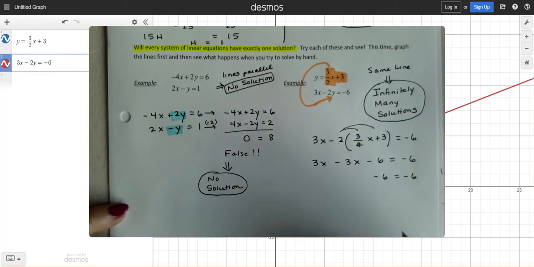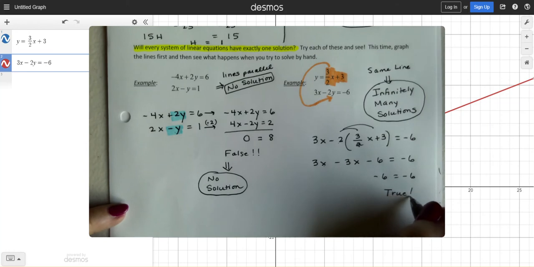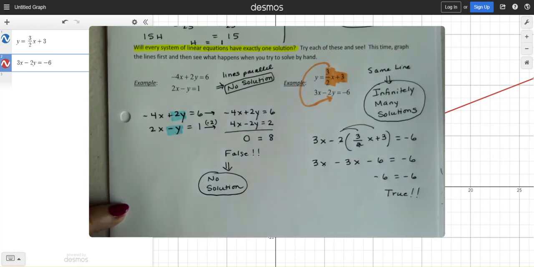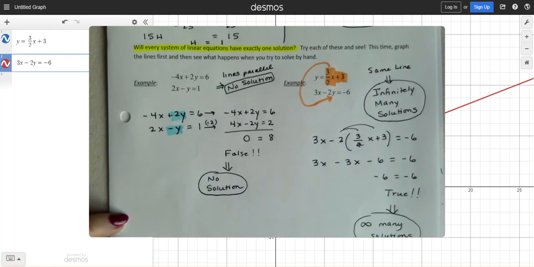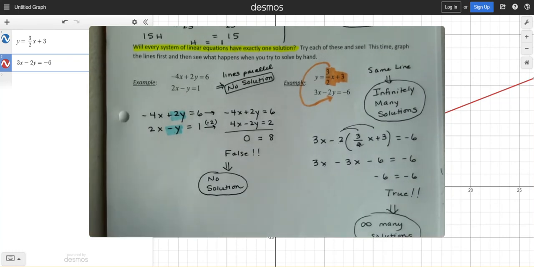Well, that's a true statement. And anytime you get an equation that there's no x's left in it, but it's just true all the time, that's your signal that there are infinitely many solutions, and we really just have two different versions of the same line. All right, that brings us to the end of section 2.6.